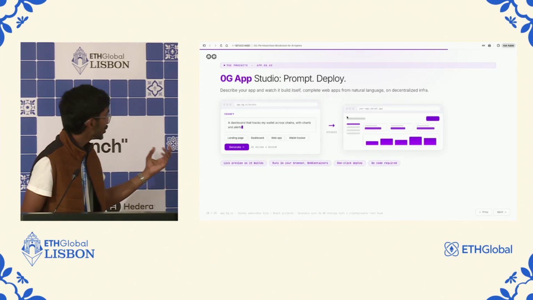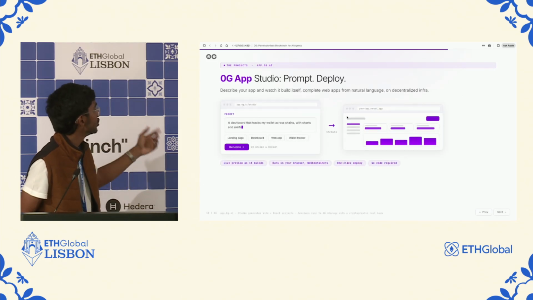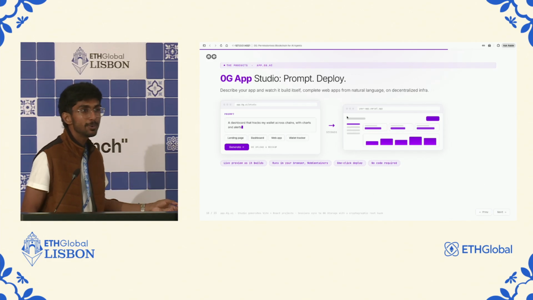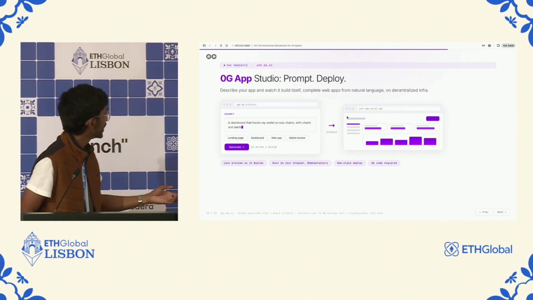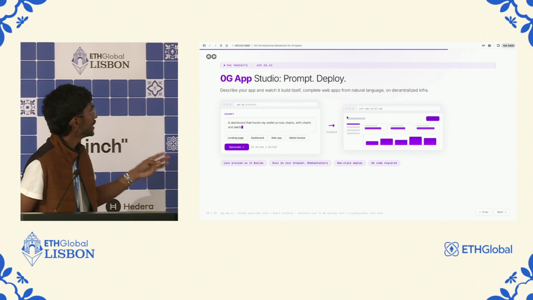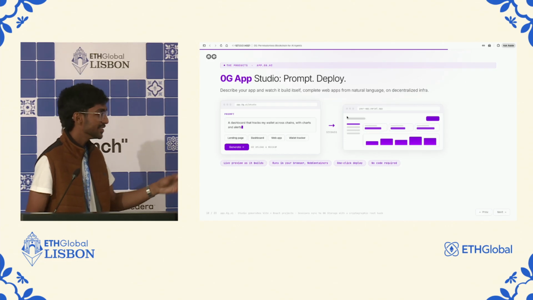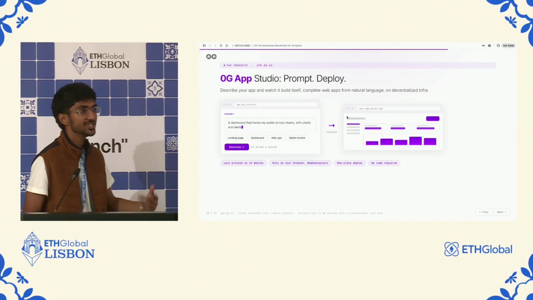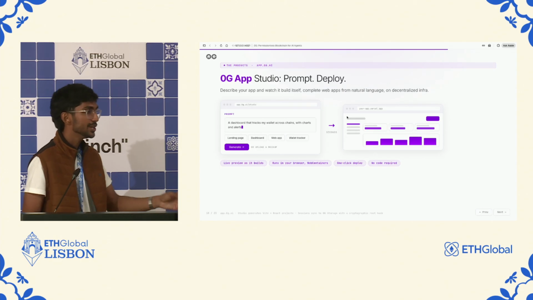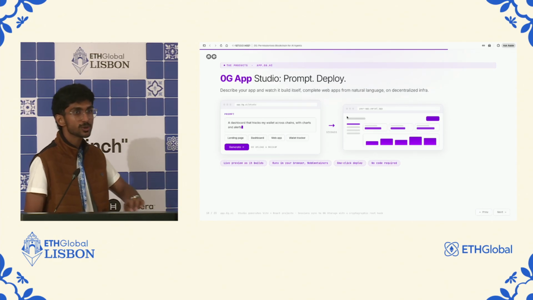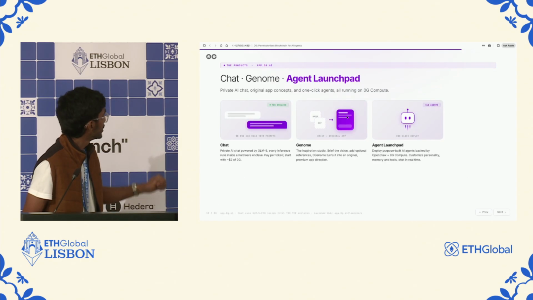And next one is the 0G app. It's a Lovable kind of app where you will be able to build your applications. It's called app.0g.ai. And here we have Genome, we have Agent Launchpad. There are multiple agents that you can spin up. We have a chat feature. You just need to deposit tokens, and you will be able to interact with any models that we have. The chat, Genome, and the Agent Launchpad.